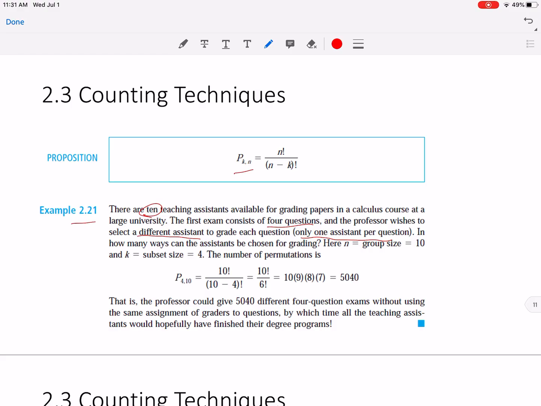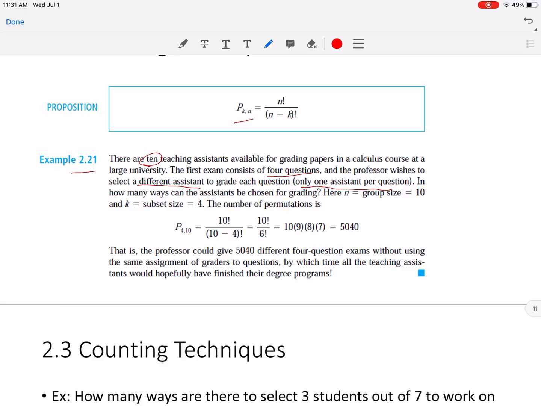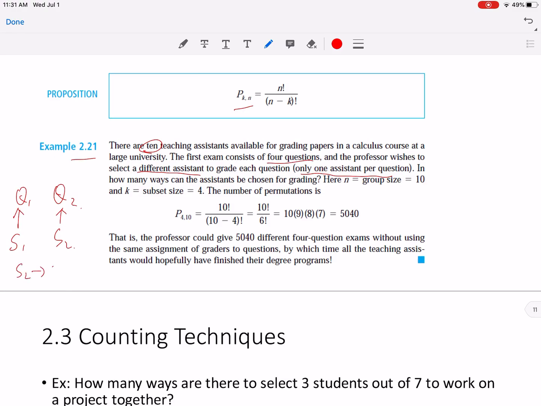So first of all, we have to think if it's a permutation or a combination. So we want to say whether the order matters or not. We have 4 questions. Let's just think of two questions, okay? Let's say Q1 and Q2, two questions, and we have student 1 and student 2. If student 1 grades question 1 and student 2 grades question 2, is this different from student 2 grading question 1 and student 1 grading question 2?